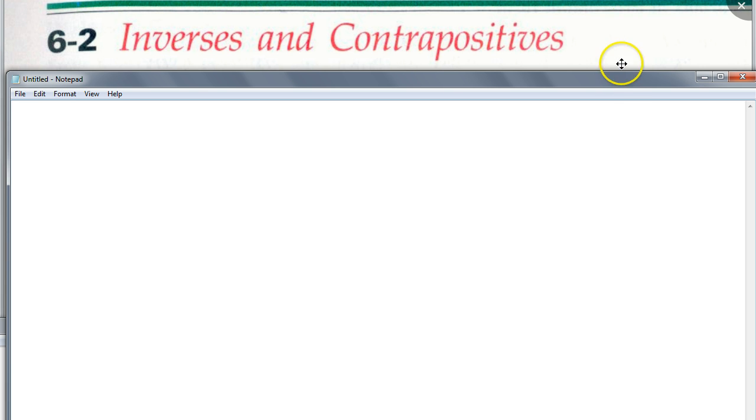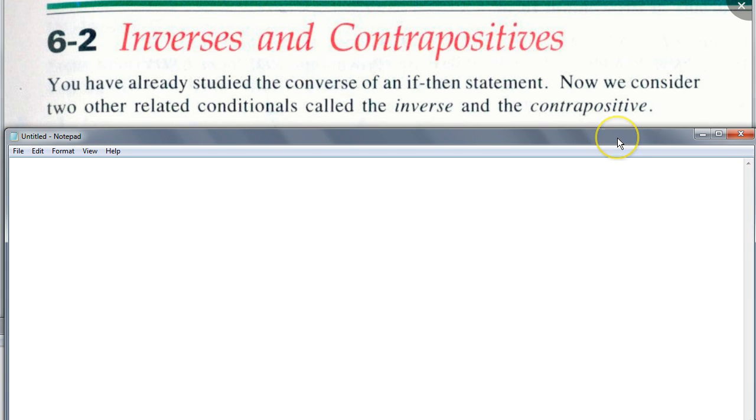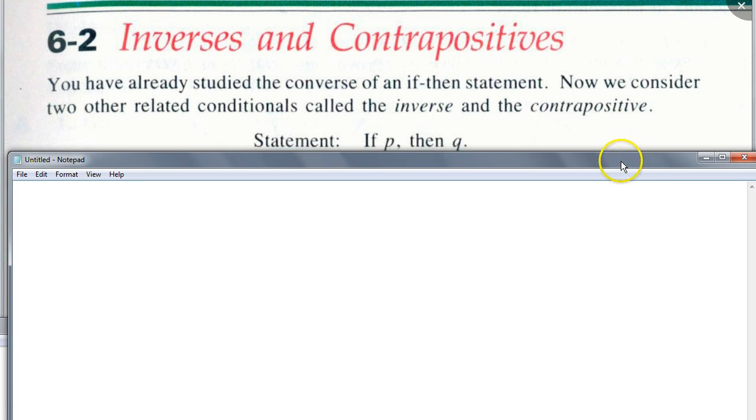So first of all, who wants to read this for us? How about Naomi? Go ahead. You have already studied the converse of an if-then statement. Now we consider two other related conditionals called the inverse and the contrapositive. Correct. Inverse and contrapositive. So let's say I have this conditional statement, if P then Q.